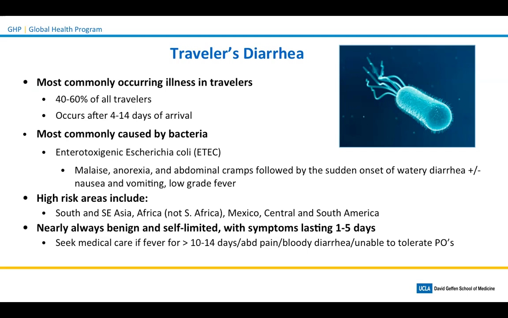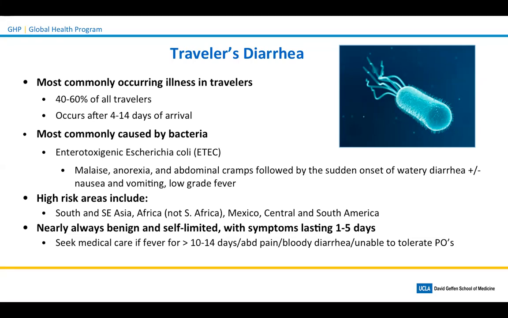Traveler's diarrhea is characterized by malaise, anorexia, abdominal cramps, followed by the sudden onset of watery diarrhea, sometimes nausea and vomiting, and sometimes low-grade fever. High-risk areas include South and Southeast Asia, Africa, although not South Africa, Mexico, Central and South America.